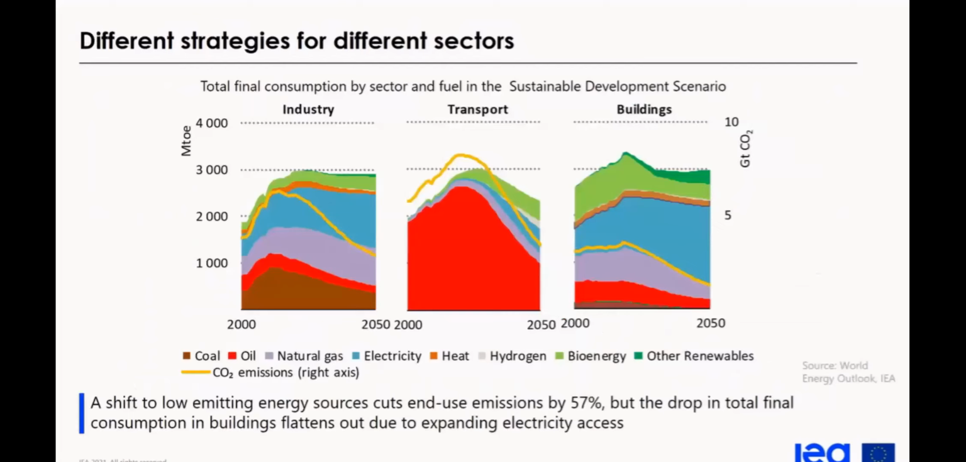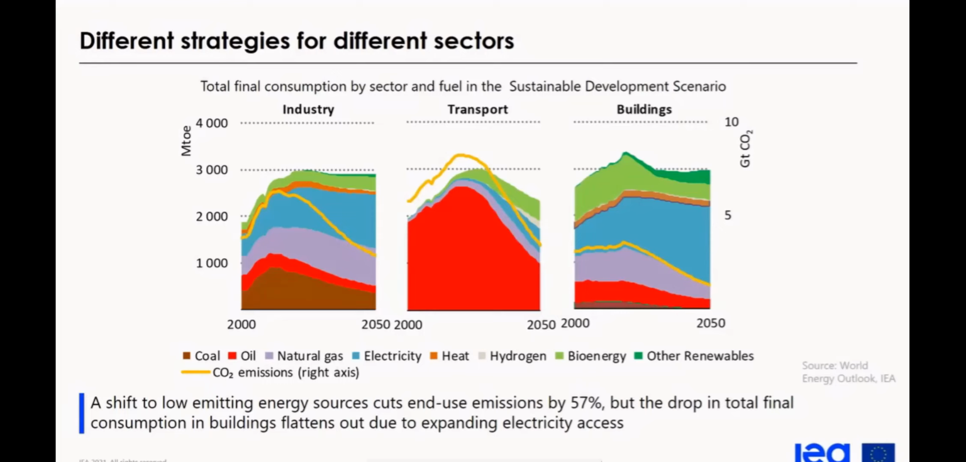Different strategies will be implied for different sectors. Here, if we look at the sustainable development scenario, we can see how total final consumption would evolve by sector and by fuel. And we can see that in the transport sector, there is a sharp decline in the total final consumption that also leads to a decline in the CO2 emissions. But we don't have such evolution in industry and buildings.